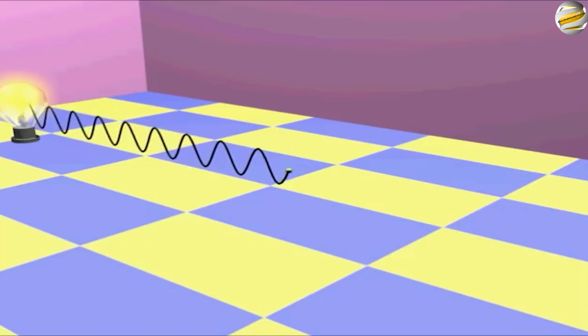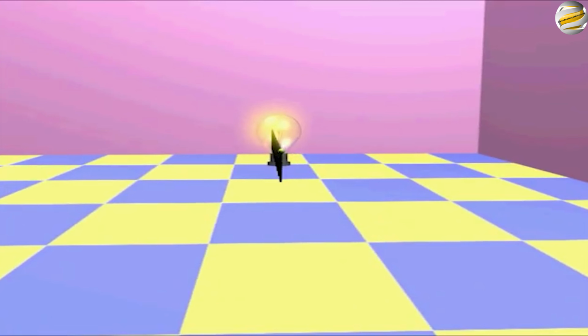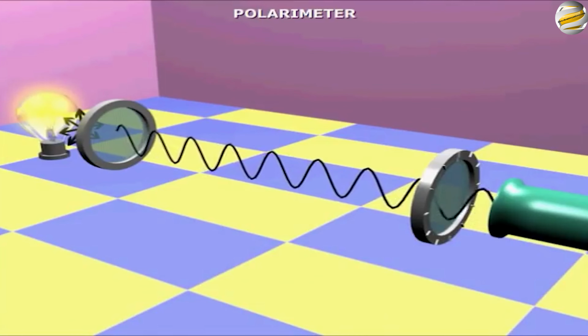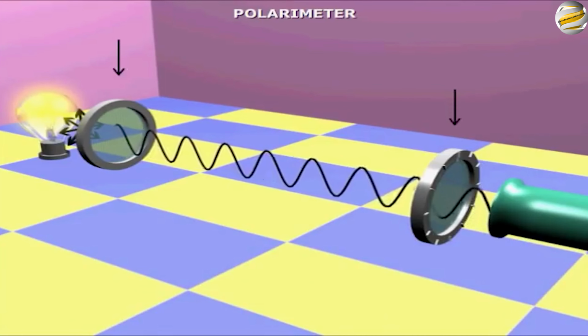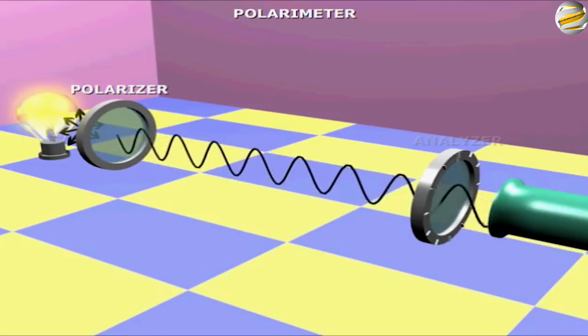Now, if we look at the light directly from the source, the vibrations seem to go up and down like this. So, this two-headed arrow can represent the vibrating plane. Light wave in a single plane is called polarized light. Now, we will pass this unpolarized light through an instrument called the polarimeter. The polarimeter has got two polarized filters. The first one is called a polarizer and the second one is called an analyzer.